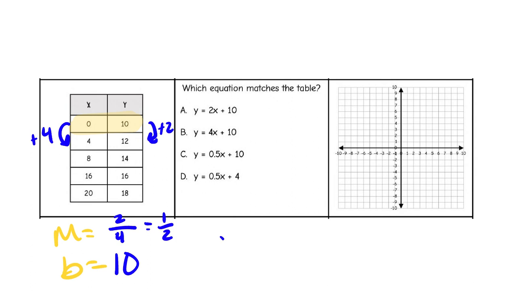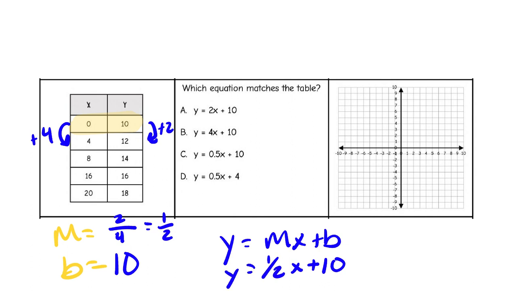So I rewrite the equation, y equals mx plus b. b I know is going to be 10. m I said was 1/2. Y equals 1/2 x plus 10. Well, what equation says that over here? My equation's on the table. C. C has it as a decimal, but I know 0.5 is the same as 1/2.